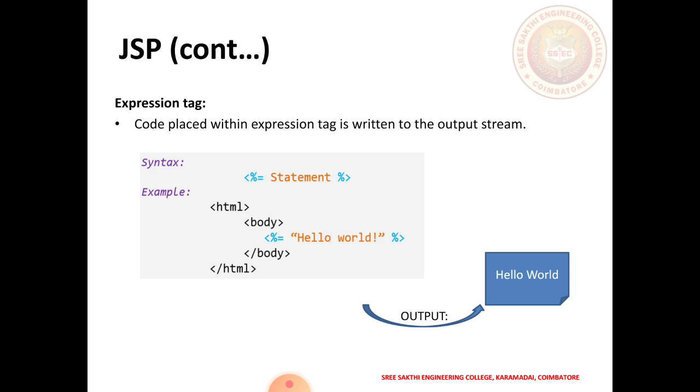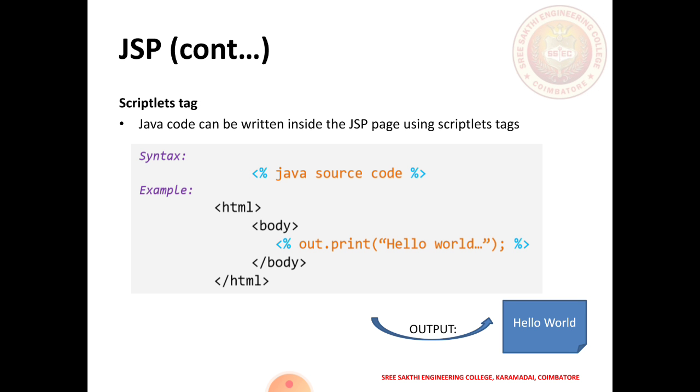Next, the expression tag. The code placed within an expression is written to the output stream. With the help of the assignment operator, the data can be displayed on the browser. There is no need to use a println statement. Next is the scriptlet tag, where Java code is written inside the JSP page using the scriptlet tag. It is represented using the percentage symbol.